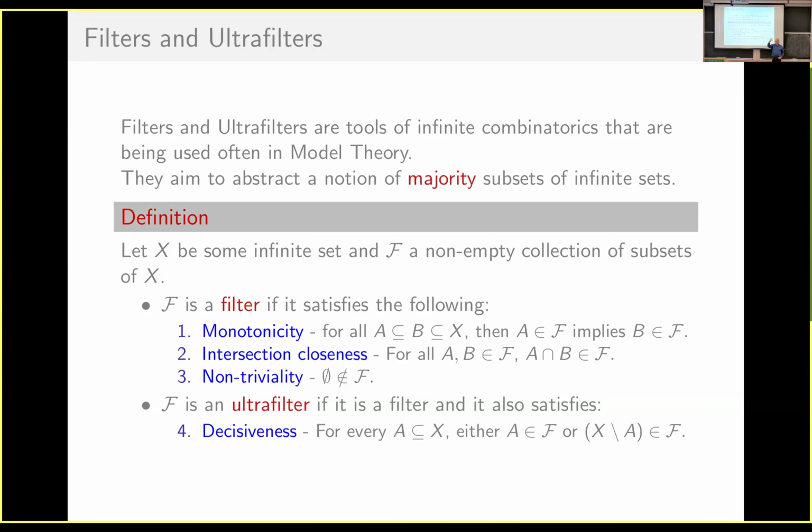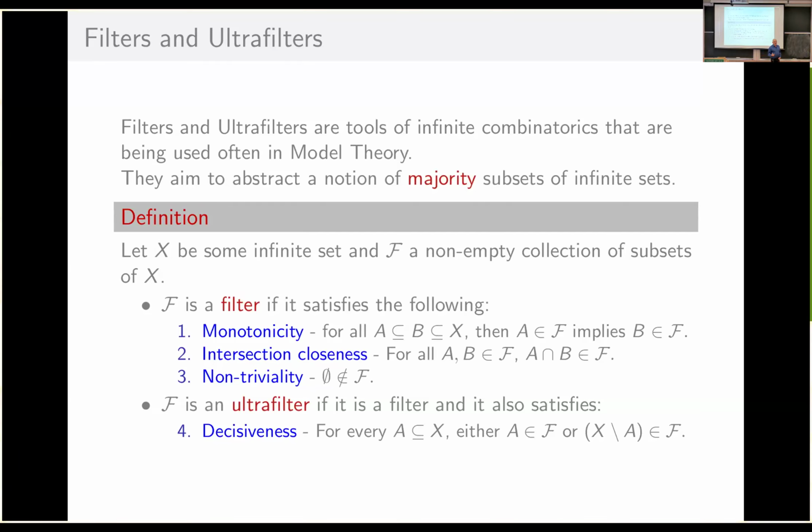So if everybody is voting for regulation 1, and a majority is voting for regulation 2, I have a majority for both regulations together. And of course, we want non-triviality, because otherwise I will say every subset is a majority. So you want to say that the empty set is not a majority. And this is called a filter.